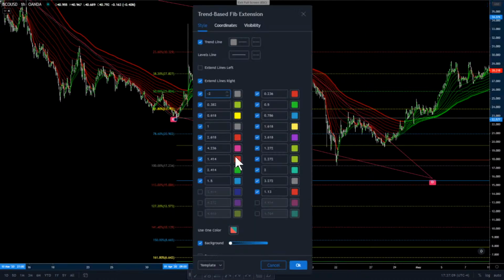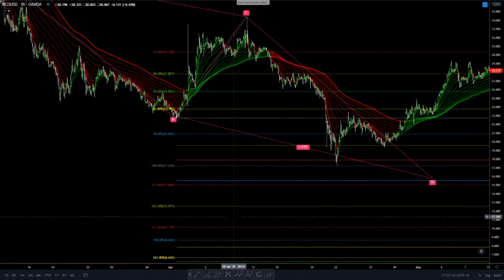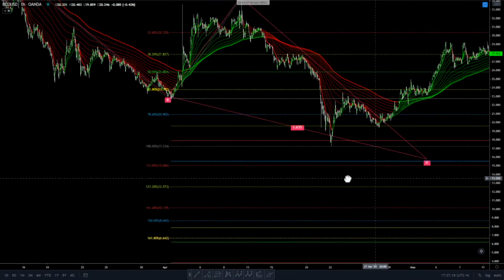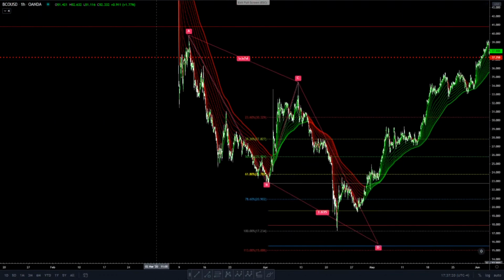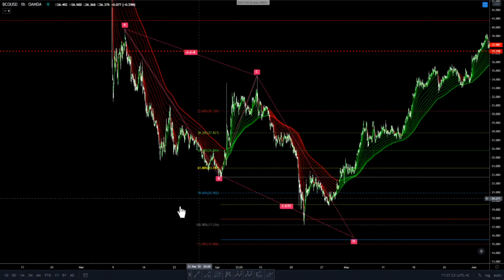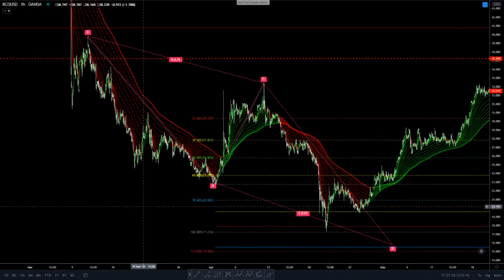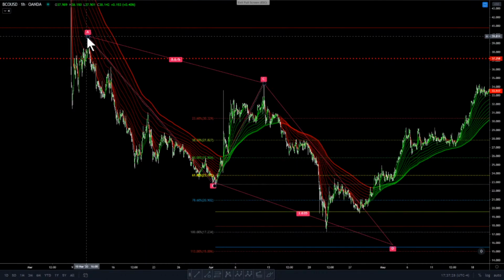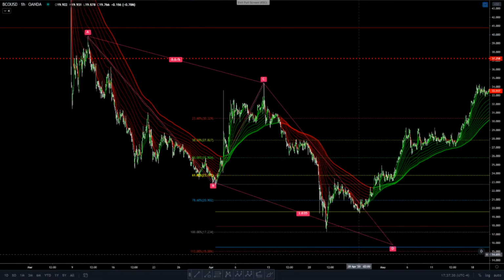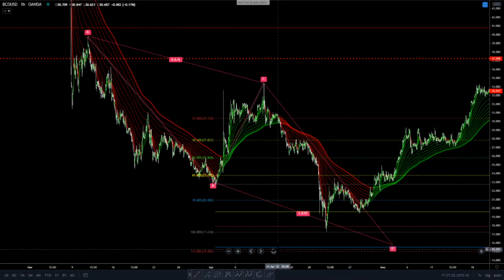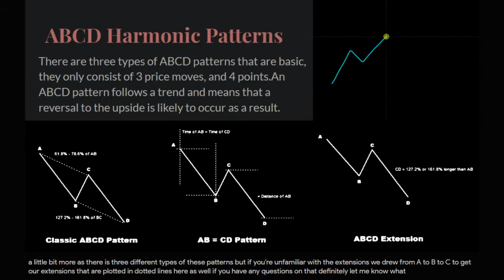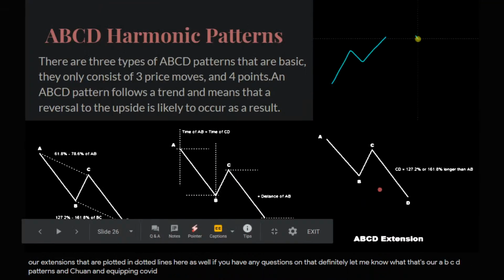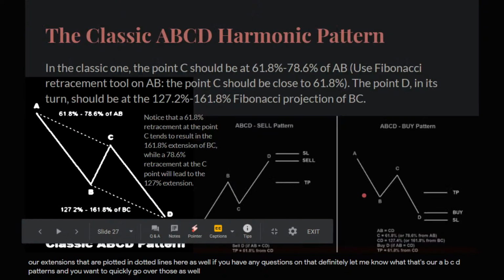Hold on a sec. I want to actually... The 161 would be all the way down here. But anyways, extensions can go on a little bit more, as there are three different types of these patterns. If you're unfamiliar with the extensions, we drew from A to B to C to get our extensions that are plotted in dotted lines here as well. If you have any questions on that, definitely let me know. But that's our ABCD patterns. I just wanted to quickly go over those as well.